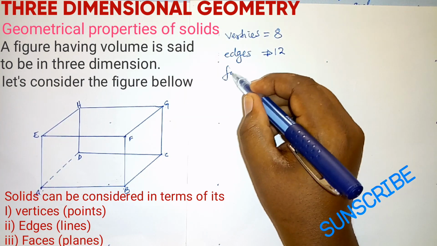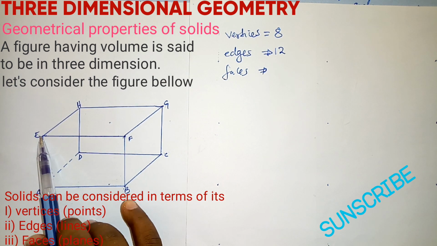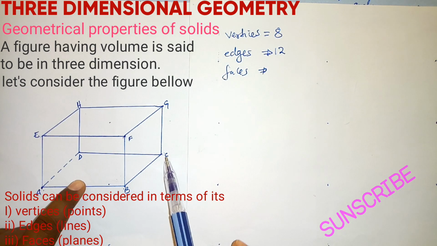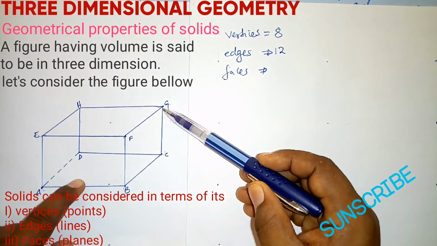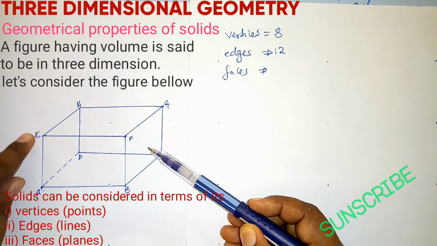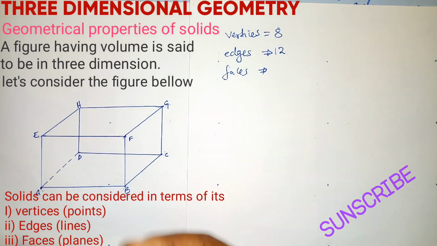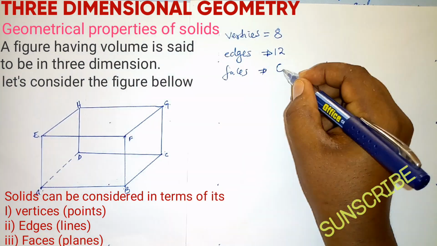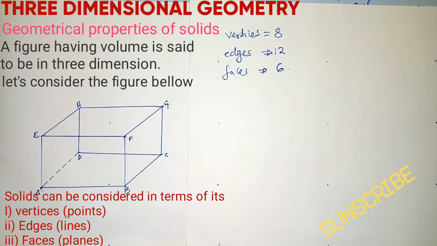Then finally we have the faces. The number of faces, for example, we have ABFE, that's one face, and the opposite face, CGHD, those are 2. Then we have BCGF, and the opposite, ADHE, there we have 4. And then we have the base and the top, those are 5 and 6. So the number of faces we have is 6. So that is how you can find the edges, the faces and the vertices of given solids.